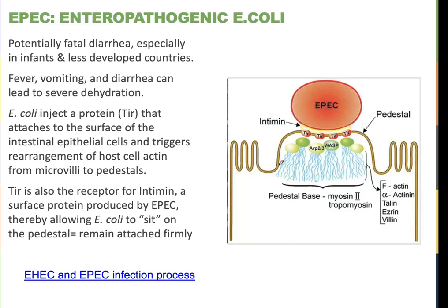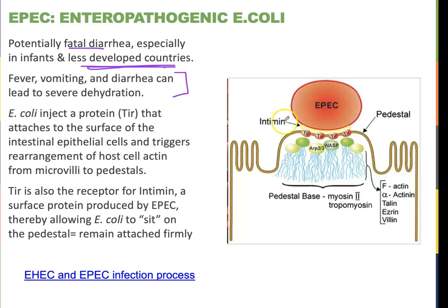All right, so the next one here is enteropathogenic E. coli. The next two are the more serious forms of E. coli infection. The enteropathogenic strain of E. coli causes potentially fatal diarrhea, especially in infants and people in less developed countries, meaning they don't have access to good health care and might not have the tools they need to resolve or prevent the illness. So it's a very severe kind of food poisoning.